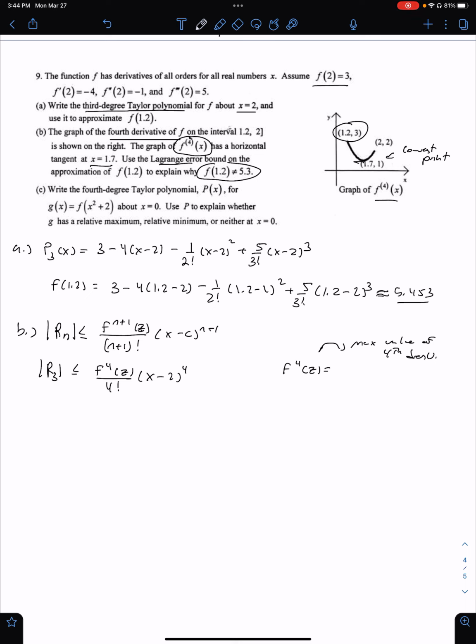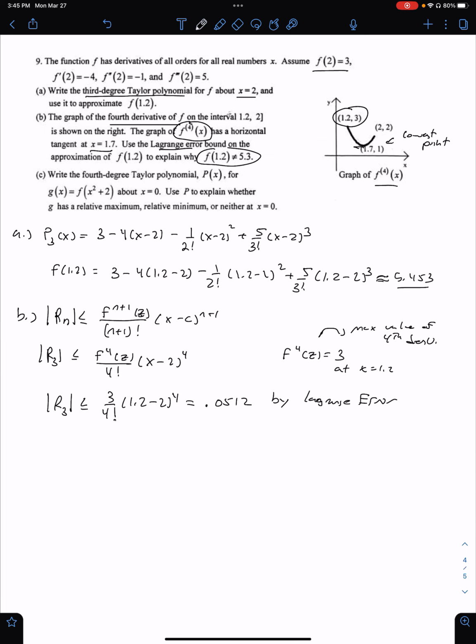There it is. Right there. It's 3. And it occurs at x equals 1.2. I just plug it in. I plug in the 3 over 4 factorial, and this becomes plug in x. Our x in this case right here is again 1.2 minus 2 to the fourth. And if you type this in your calculator, you get 0.0512 by Lagrange error.